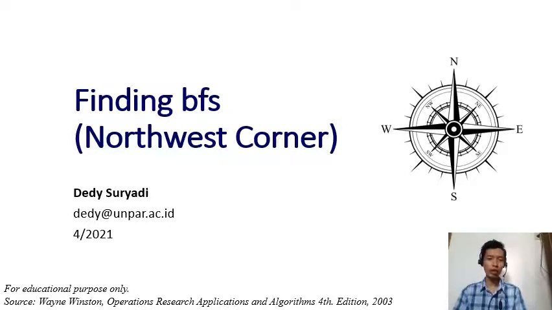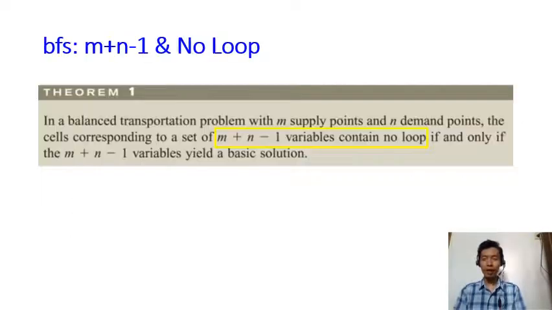In the previous video, I mentioned that there are three methods that can help us find the BFS in a transportation problem. So let's start with the first one, that is called the northwest corner. Just like when you use the simplex algorithm in Operations Research 1 to solve a linear programming problem, here we need a BFS to start the algorithm. So the algorithm has an initial BFS and then it will try to improve that BFS until reaching the optimal solution. So that's why we need a starting BFS.